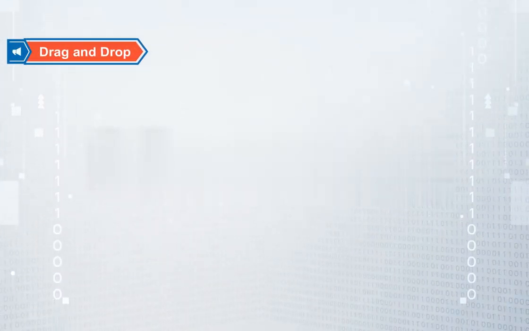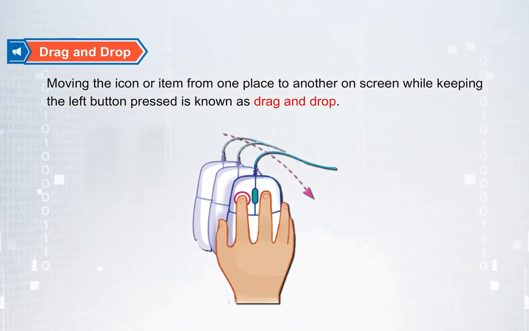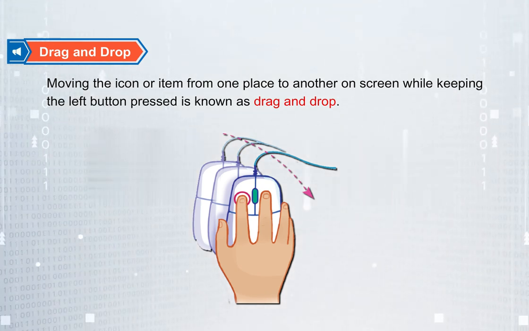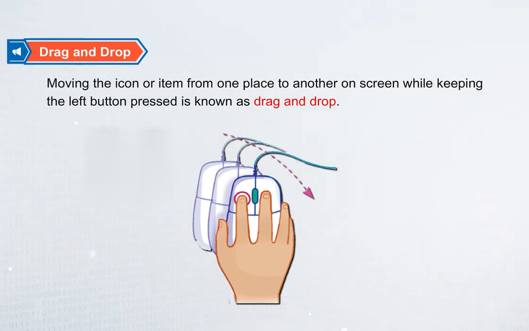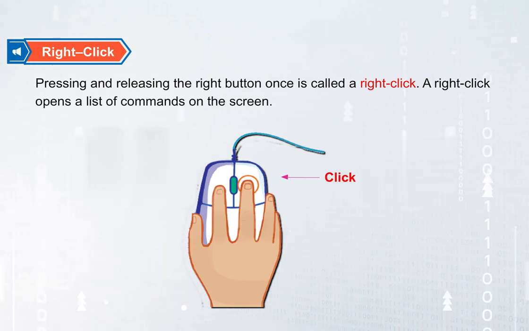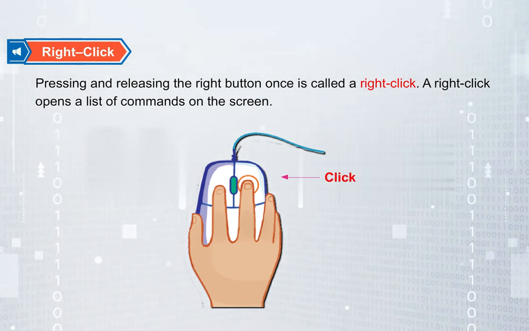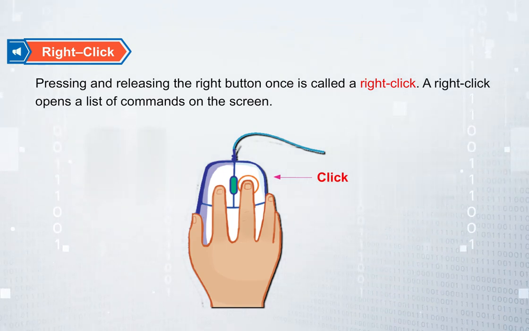Drag and drop. Moving the icon or item from one place to another on screen while keeping the left button pressed is known as drag and drop. Right click. Pressing and releasing the right button once is called a right click. A right click opens a list of commands on the screen.